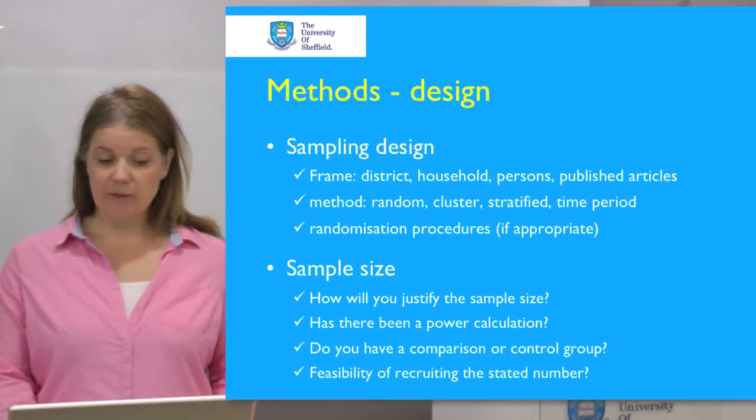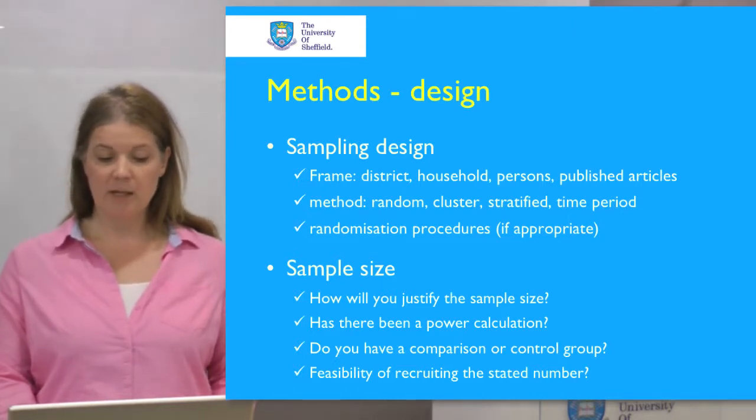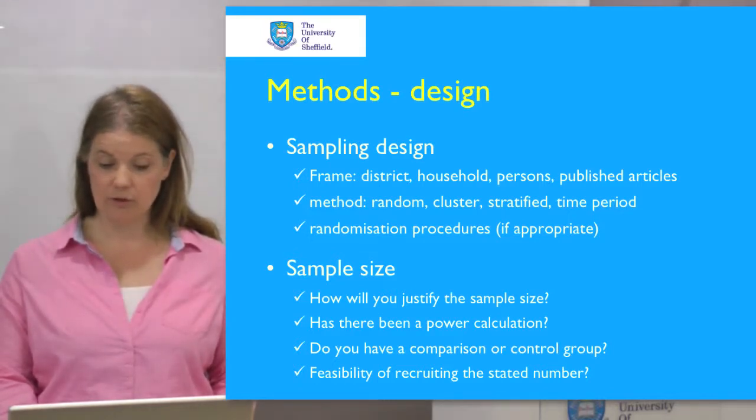So you'll need to talk about sampling. So what's the sampling frame? Is it a district, for example, a household, a people, or is it published articles if it's a systematic review? The method of sampling, what type of method you're going to use, and if necessary, the randomization procedures.